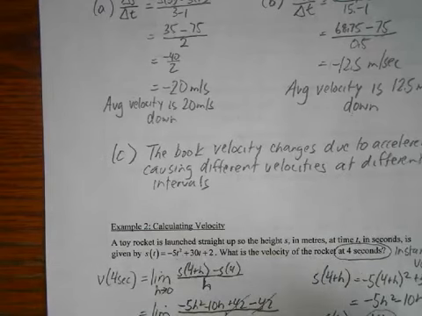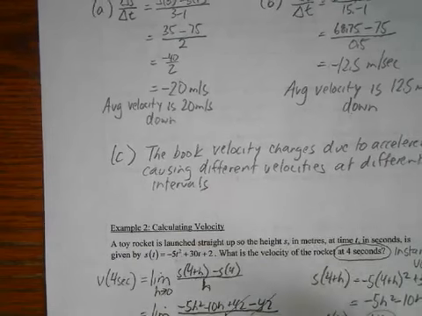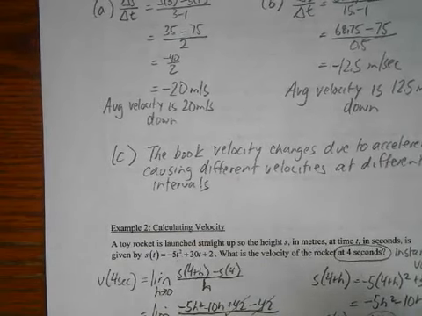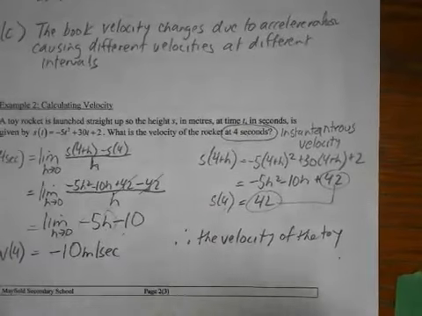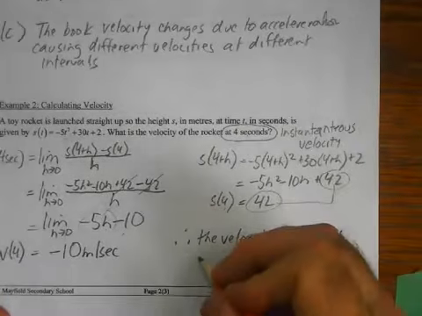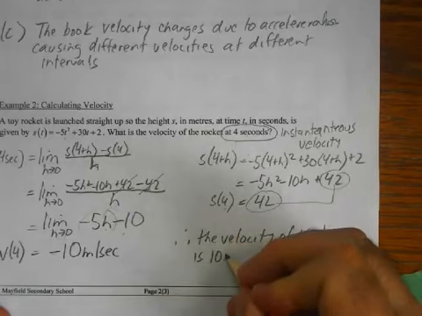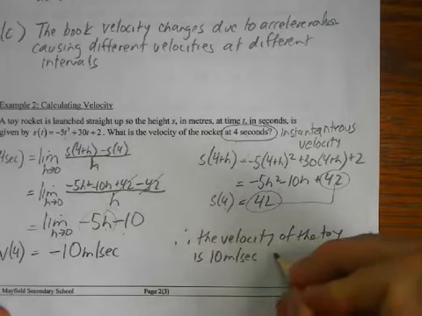And now let's make a written conclusion. Therefore, the velocity of the toy, I'm sorry, I guess that was out of the picture there for a while. The velocity of the toy is 10 meters per second going down.